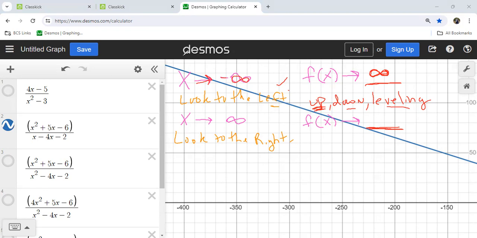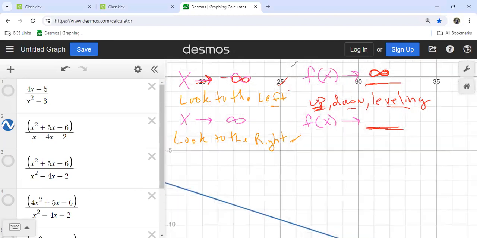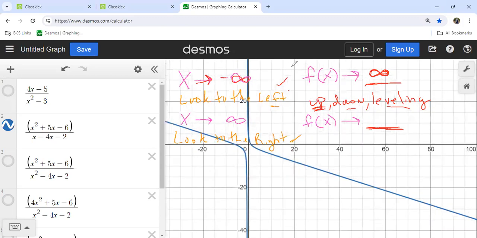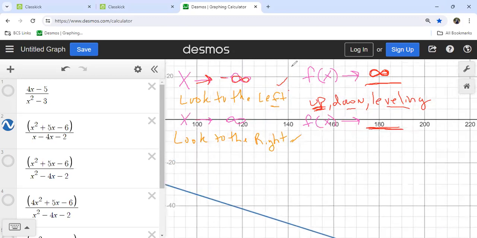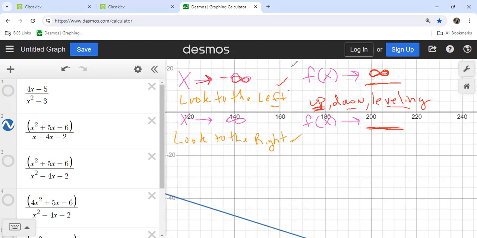We're just simply going to say, okay, well, let's look to the right now. So I'm going to go back to the right. And I'm going to start working my way left. And as you can tell, that graph is starting to decrease on the right-hand side. And the graph is decreasing and decreasing and decreasing. So we have to answer our question, is it going up, down, or leveling? It is actually going down right here.